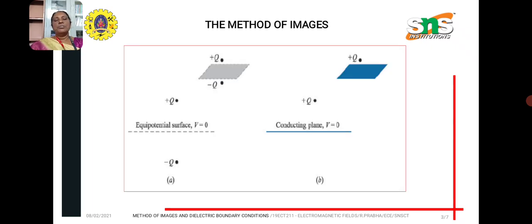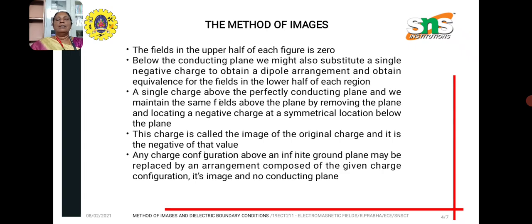in the diagram. In the diagram, on the left side we have an equipotential surface, that is the surface having the same magnitude of potential but opposite charges. So, plus Q and minus Q. This type of equipotential surface can be replaced by a conducting plane with charge plus Q. And according to the method of images, the field in the upper half of each figure is 0. Below the conducting plane, we might also substitute a single negative charge to obtain a dipole arrangement.